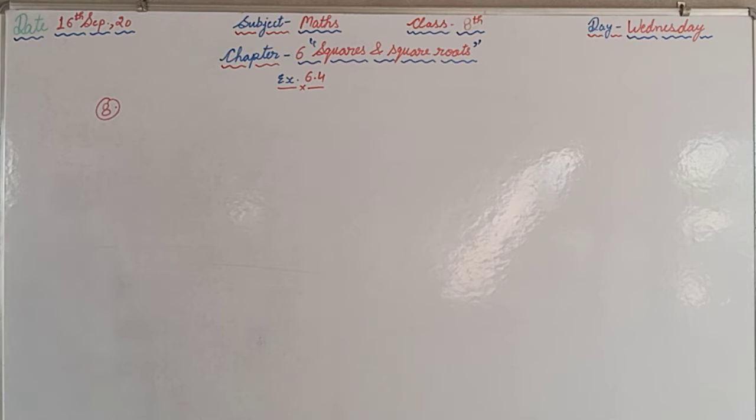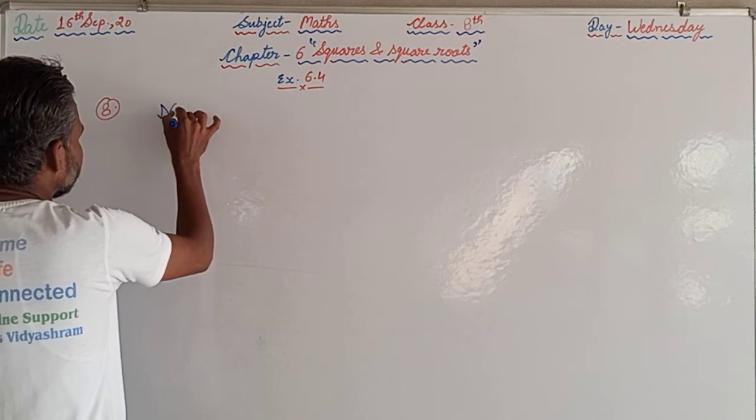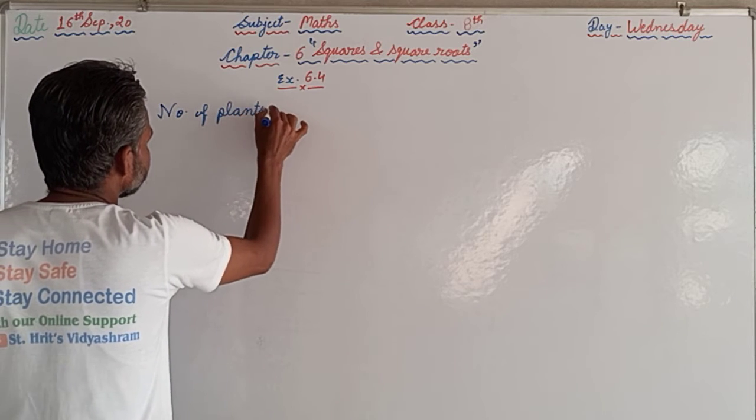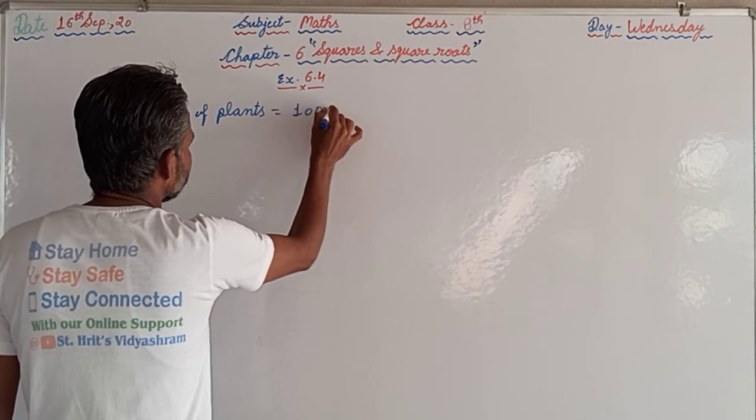So the number of plants is equals to 1000.